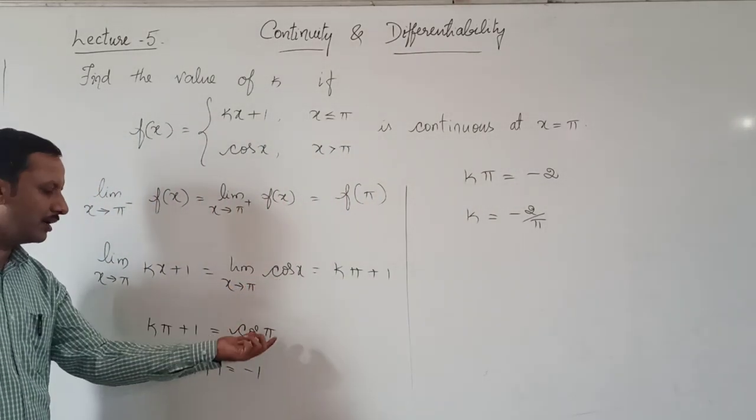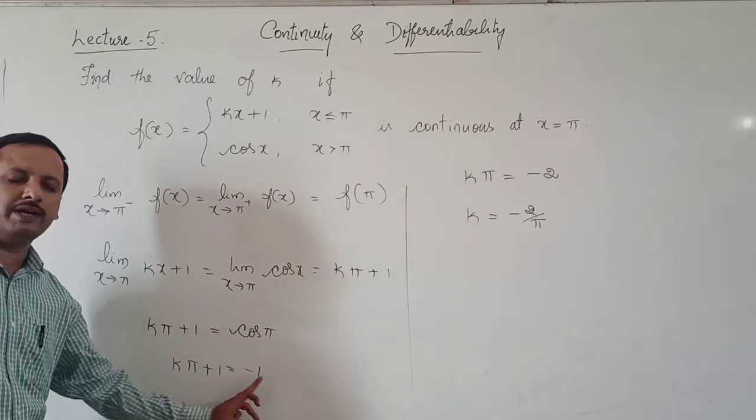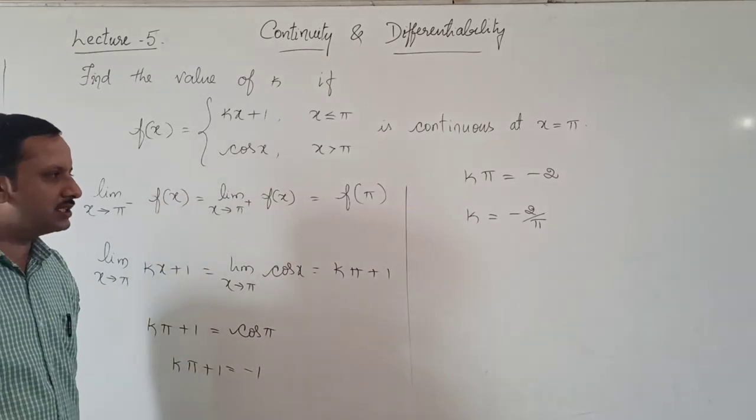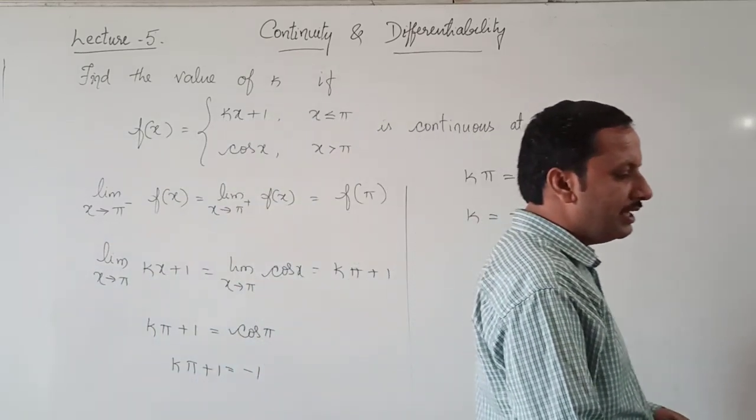When I apply the limit, I got cos pi, which is minus 1. Taking this 1 to the RHS, we get k pi equal to minus 2, and therefore k equal to minus 2 by pi.